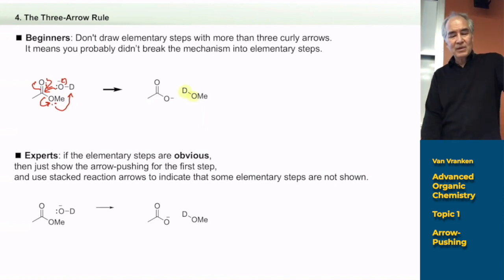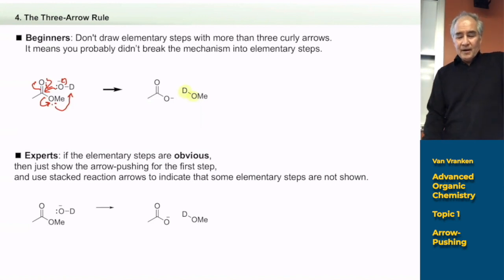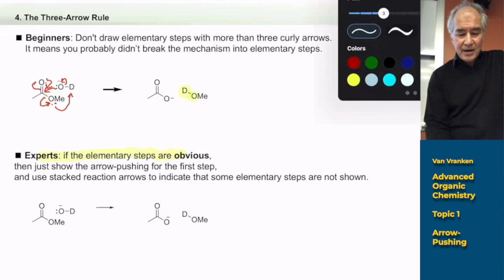So we have this 3-arrow rule that says don't draw more than 3 curved or curly arrows in a single step. So eventually you're going to get to the stage where you're an expert at arrow pushing. And then once you're an expert, if you think that those intermediate steps are so totally obvious, then I would encourage you to do something like this. You're not an expert yet, but when you are, you can do this.